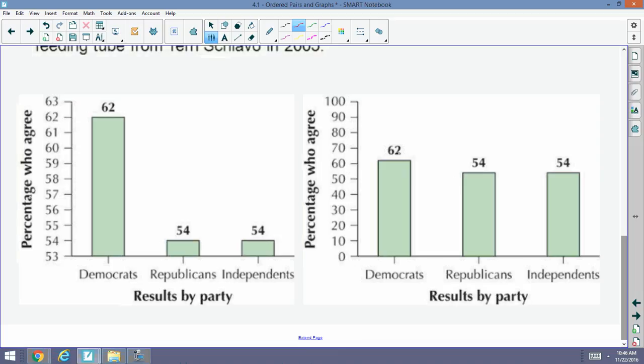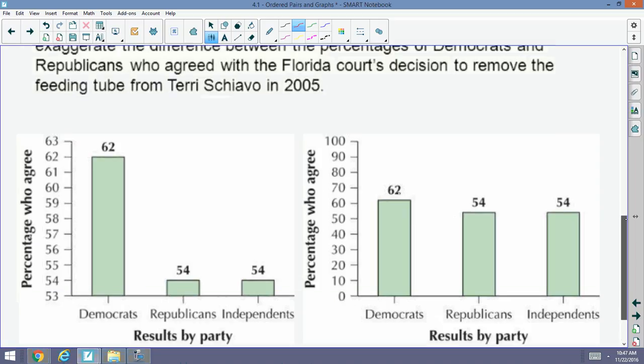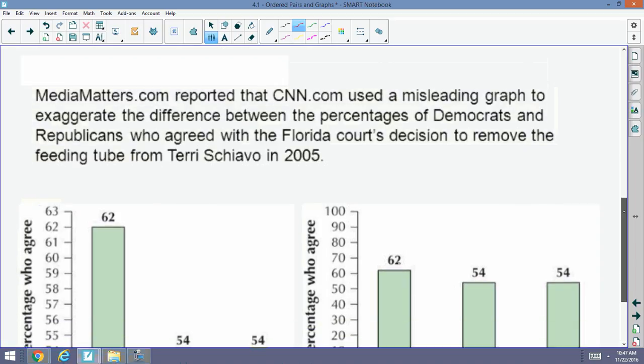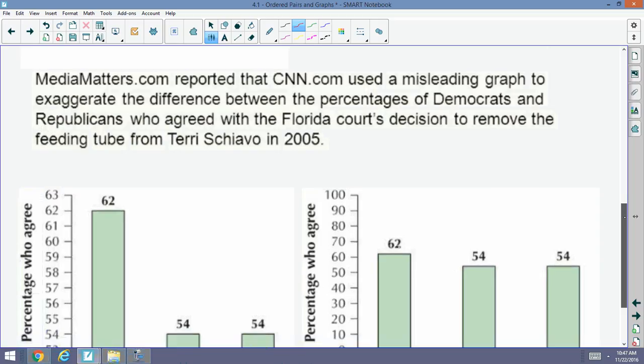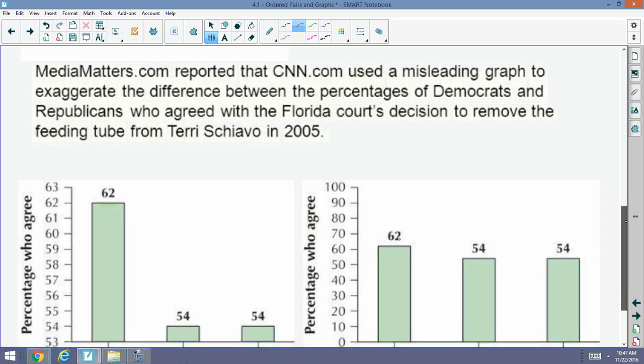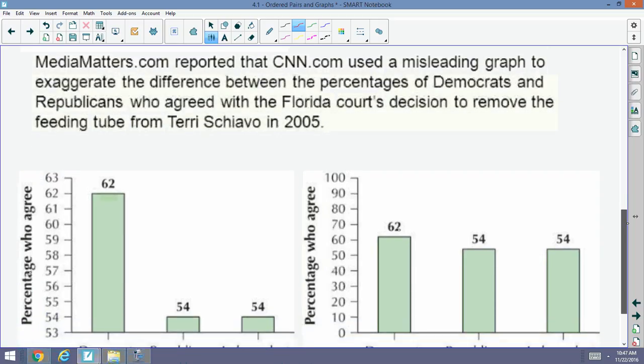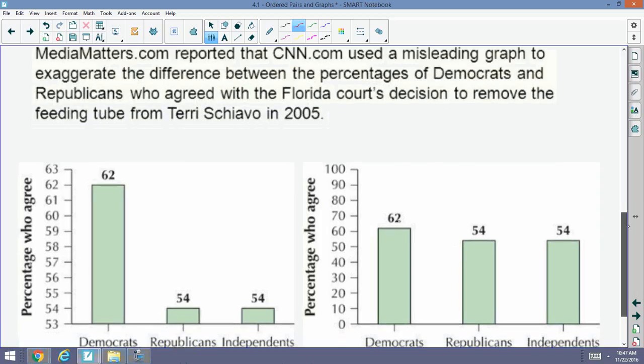They love to do this in the news. They love to show little graphs, and people who don't know how to read graphs would think, what about the Republicans and the independents in graph 1? Not that they're losing, guys. Look at what this was. They reported that a misleading graph exaggerated the difference between the percentages of Democrats and Republicans who agreed with the court's decision.